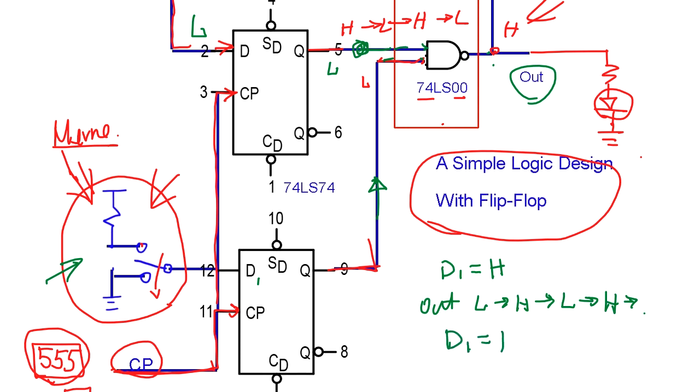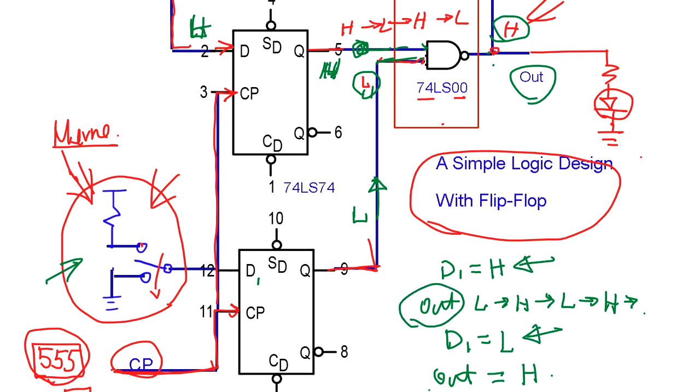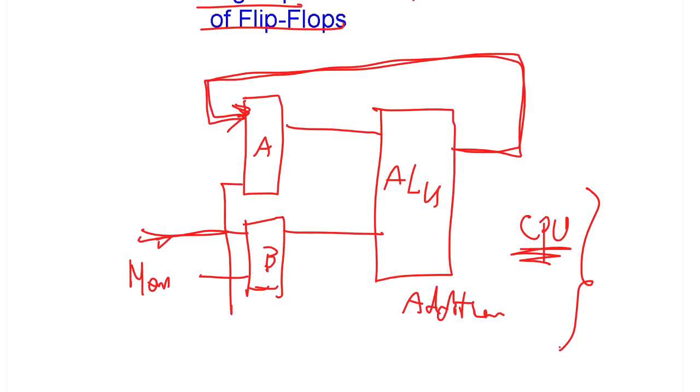But if D1 is low, then what happens is this guy gets low. So this NAND gate permanently gives you high. So it keeps latching high here. The flip-flop input high, every clock arrival is gonna be high. But this high doesn't affect because this is low. Okay, so the output stays high. So this is a control, and this is the output result. Okay, so we can have a much more complex logic here in this box and create all kinds of logic machine.